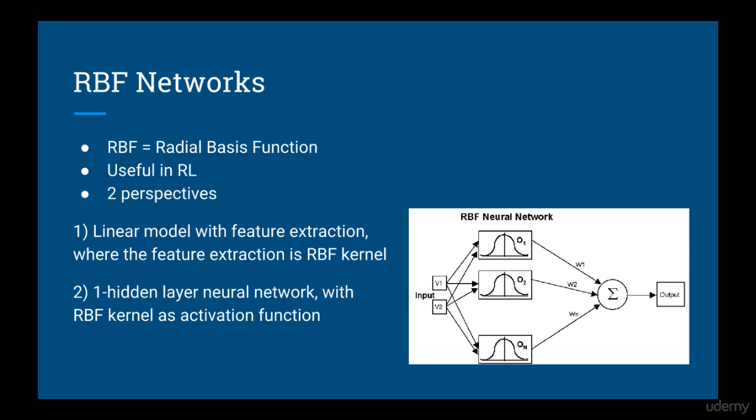There are two ways to think of an RBF network. The first way to think of an RBF network is that it's really a linear model where we've done feature extraction first, and the features happen to be RBF kernels. We'll be discussing what an RBF kernel is shortly. The second way to think of an RBF network is that it's a one hidden layer neural network with radial basis functions as the activation function.